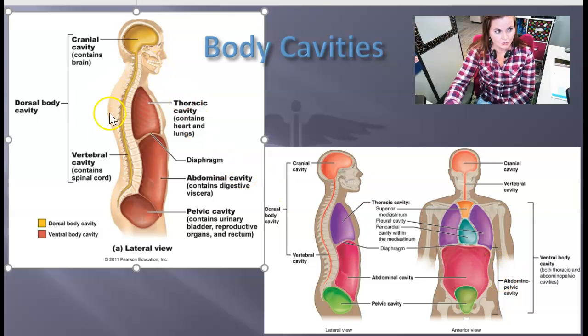So the dorsal is made up of your backside. That is just your cranial cavity and the vertebral cavity here. So you've got the space inside your head where your brain is, and then you've got the space inside your spine where your spinal cord and cerebral spinal fluid and other nerves and stuff like that connect to. So that's two different body cavities on the back side of you.